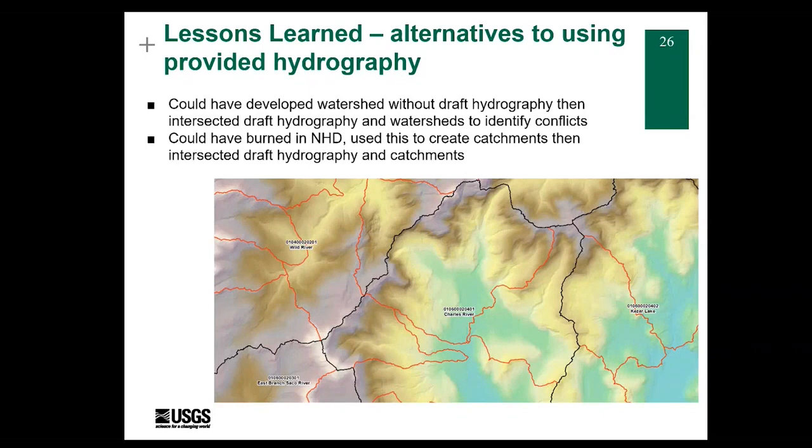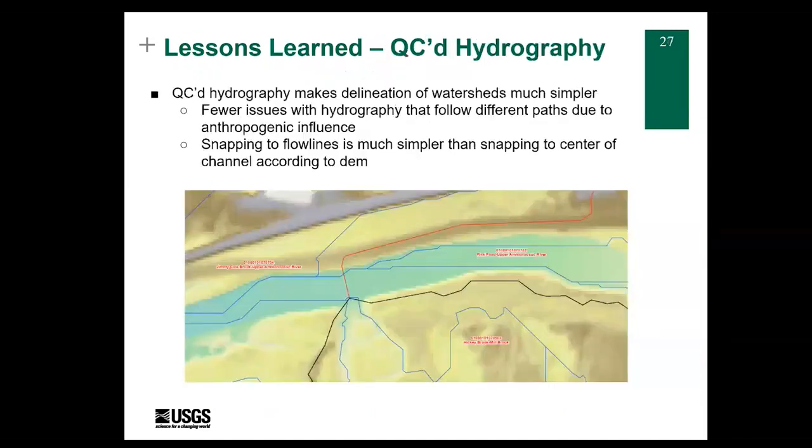Another way to approach a project like this with draft hydrography would have been to burn in the existing NHD, generate catchments, and then intersect the draft hydrography with the watersheds to look for conflicts that way. With the absence of QC'd hydrography, following these processes would have created purely elevation-derived watersheds without the influence of some of the strange hydrography artifacts, and would have eliminated the need for as much manual intervention and review.